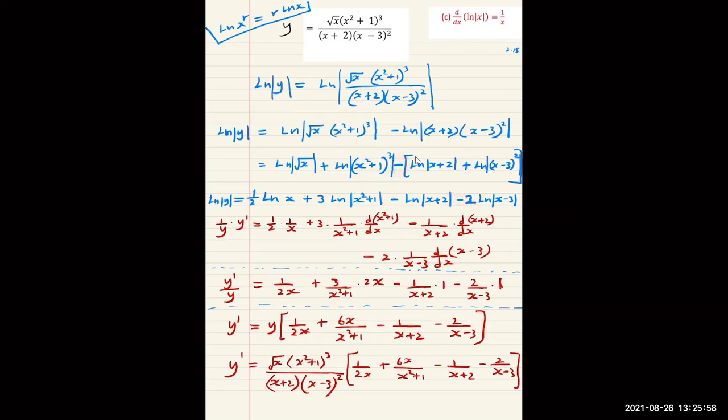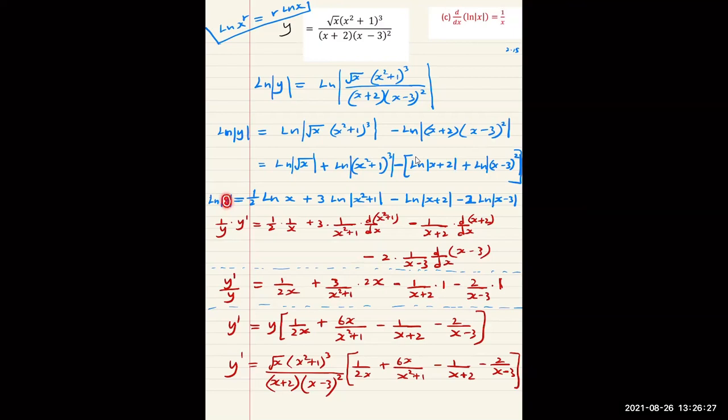Now I'm ready to take the derivative of this equation. I take the derivative of both sides of this equation. I'm going to differentiate my left-hand side. If I differentiate my left-hand side with respect to x, what would I get? Notice that this is not x. If this was x, I know the formula. The derivative of ln of x is just 1 over x. But unfortunately, this is not x.